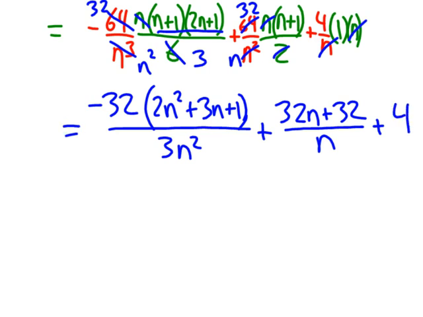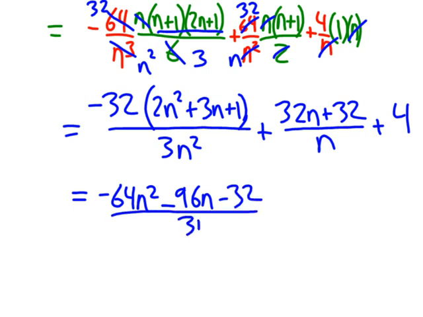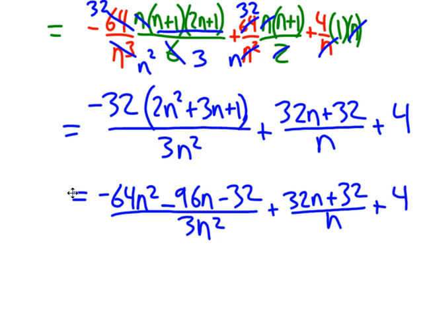OK, let's distribute out that first term real quickly. Let's make that negative 64n squared minus 96n minus 32 over 3n squared. And I could do common denominators and all that stuff, but I'm going to do a different thing. Can you perhaps anticipate what I would do instead of combining these all using common denominators? Instead, I'm going to just go term by term and break it up. This is not one of those cases where I need a single term.